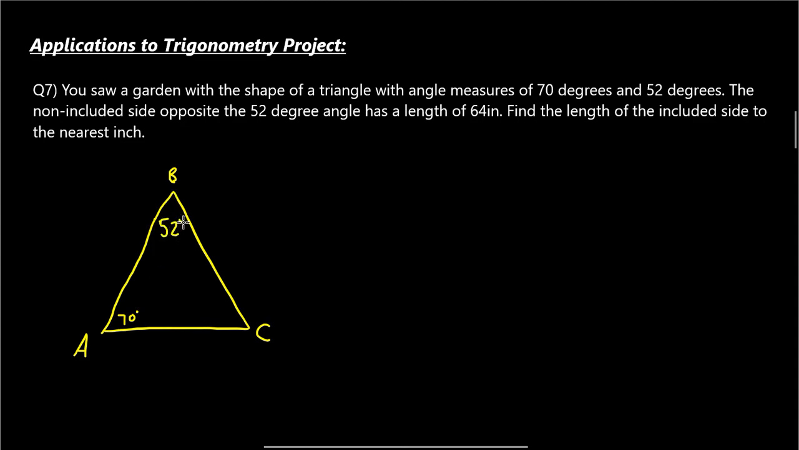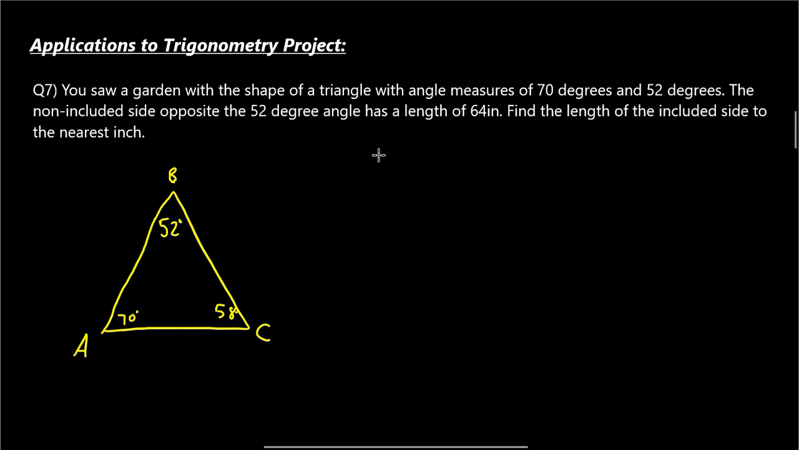So 70 and 52. Before we go to the second given, I like to find the third angle by doing 70 plus 52, which is equal to 122, and then 180 minus 122, because we know that the sum of all three angles in a triangle has to add up to 180 degrees. So that means angle C is equal to 58 degrees.